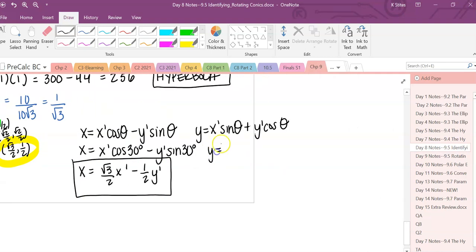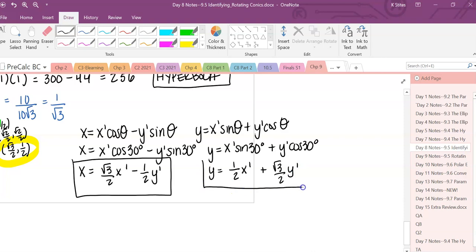And then this one's going to look very similar. Again, you're just plugging in your 30. And again, cosine of 30 is root 3. Oops, sorry. That's a sine. Sine of 30 is 1/2, and cosine of 30 is root 3 over 2. So be careful to not switch your sines and cosines. All right, and there you go. Those are your rotation formulas.